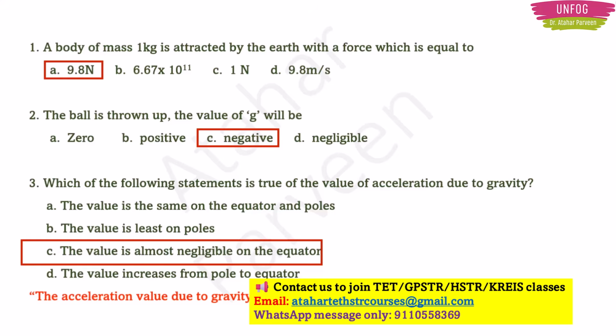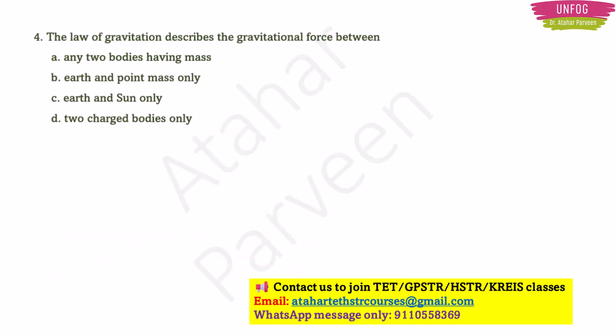Let's move on. Question number 4. The law of gravitation describes the gravitational force between. Now we know it very easily, right? Now after attending this class, all of you can answer this question. It will be any 2 bodies having mass. Any 2 bodies, if they have mass m1 and m2, then you will have gravitational force between them. Okay. So option A will be the right answer.